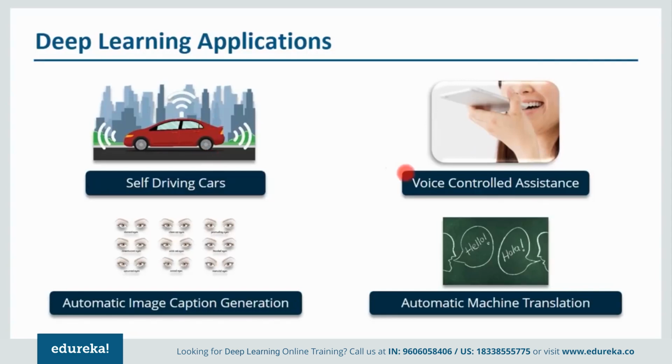Then when we talk about voice control assistants, I'm pretty sure you must have heard about Siri. All the iPhone users know about Siri, right? You can tell Siri whatever you want to do, it'll search it for you and display it for you. Then there is automatic image caption generation. Whatever image you upload, the algorithm is built in such a way that it will generate the caption accordingly. For example, if you have blue colored eyes, it will display a blue colored eye caption at the bottom of the image.